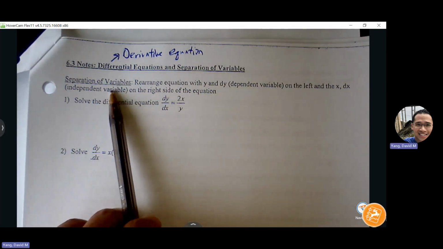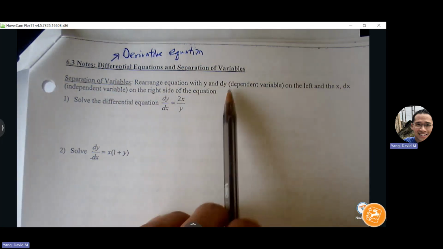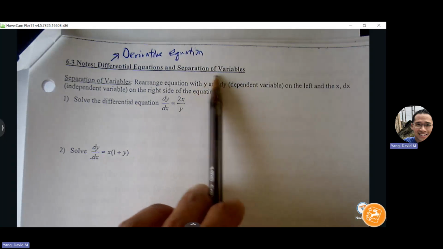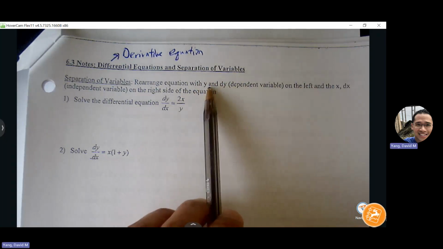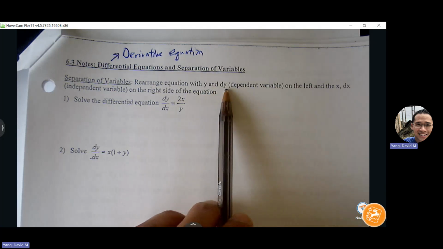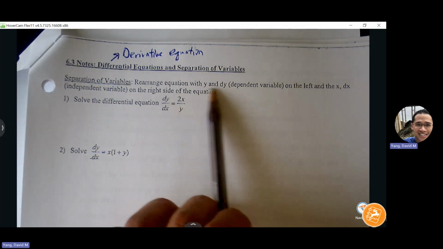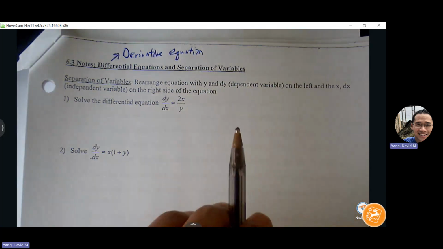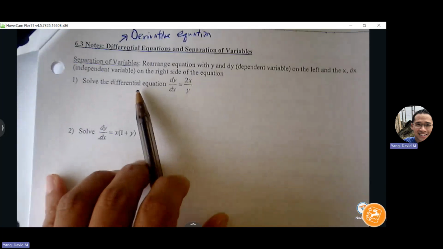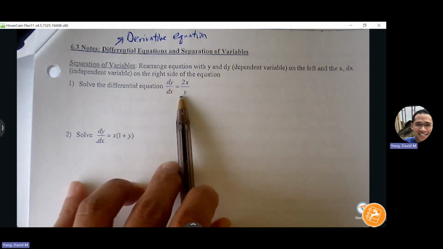So the first thing we need to do is something called separation of variables. We need to rearrange equations so that our dependent variables are together, which is our y and dy usually. Those are the variables usually for dependent variables. And then the x and dx are your independent variables. You want to group that on the other side of the equation. All right. So here, solve the differential equation dy/dx equals 2x over y.